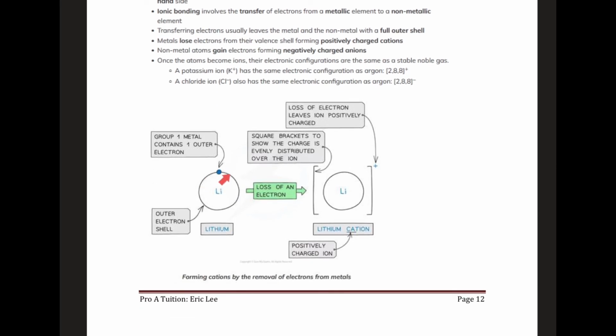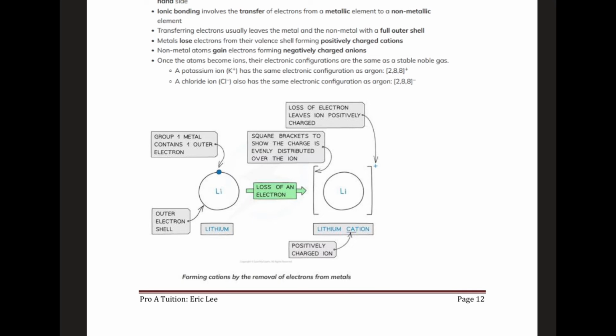So you can see lithium. Lithium is basically 2 electrons at the inner shell and 1 electron at the outer shell. So after transferring, the outer shell contains no more electrons, and the inner shell is full, with 2 electrons, 1s2 basically.